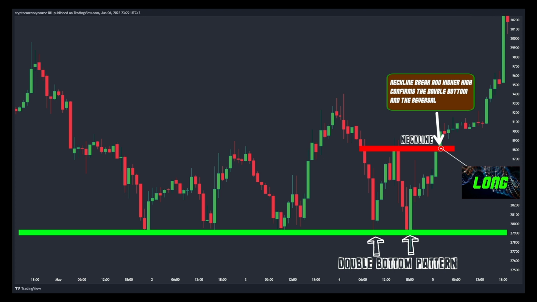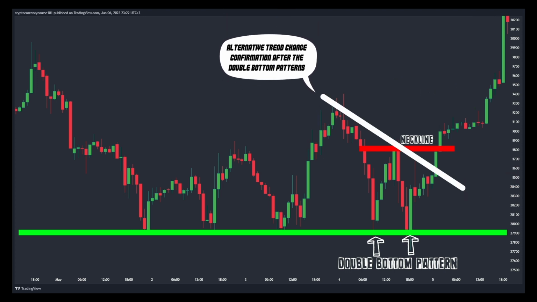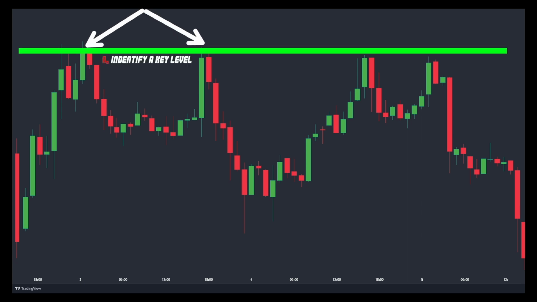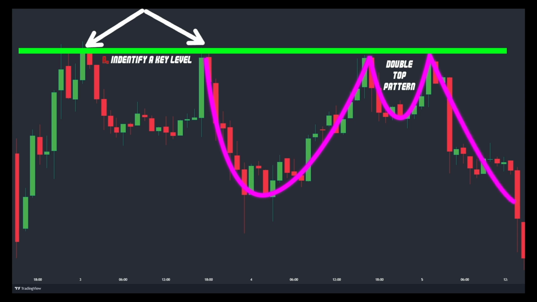Now, to point something out, there was another trend change confirmation you could have used, which was placing a trend line like this, connecting the swing highs, and again, waiting for the breakthrough before looking for trade entries long. Now, going the other way. Again, you first need to identify a key level, which you have through these reversal points here, giving you your resistance level. As price comes back up, it creates a double top pattern right at the resistance level.